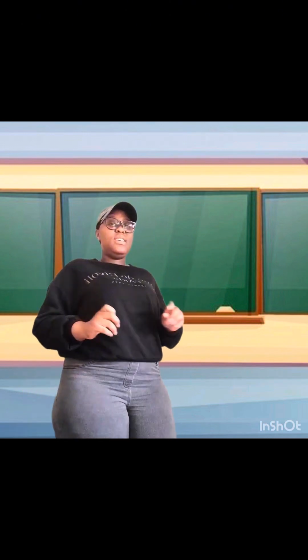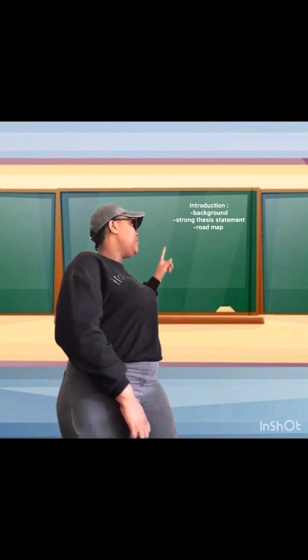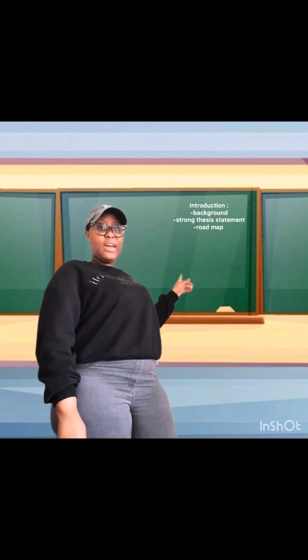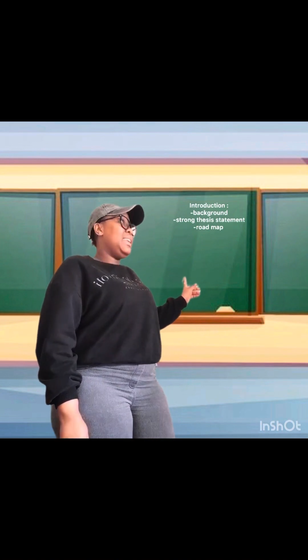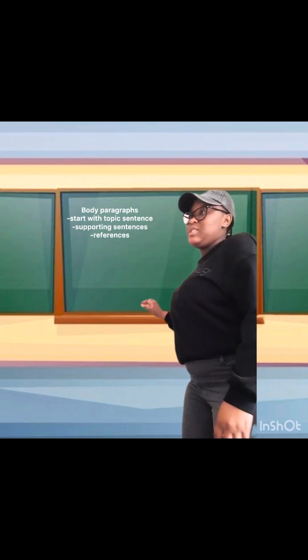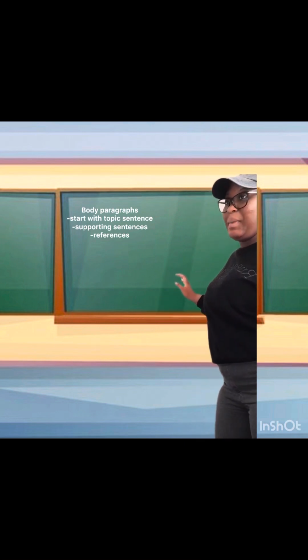So according to the structure of an argumentative essay, we start off with an introduction. Our introduction consists of what? It consists of a background, a strong thesis statement, and lastly the roadmap, where you tell us what your essay will be about. Then we move on to our body paragraphs. We normally have 3 body paragraphs, whereby you start off with the topic sentence, followed by the supporting sentences together with the evidence, whereby you have to provide the reference. Then lastly, we have our conclusion.